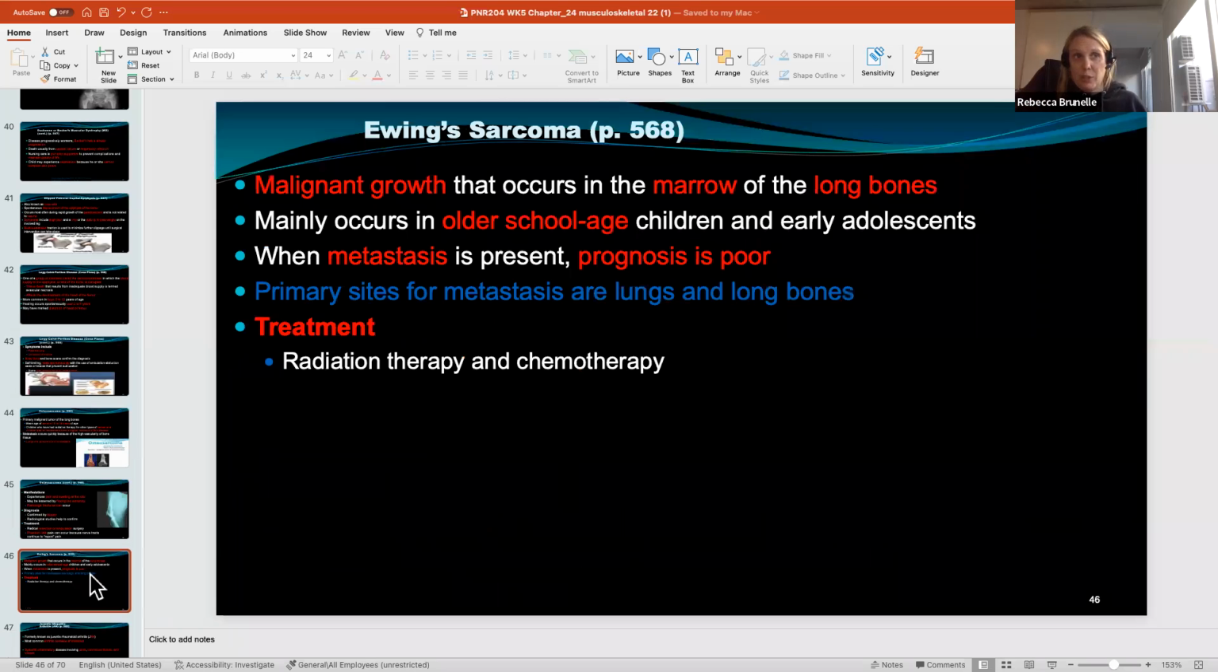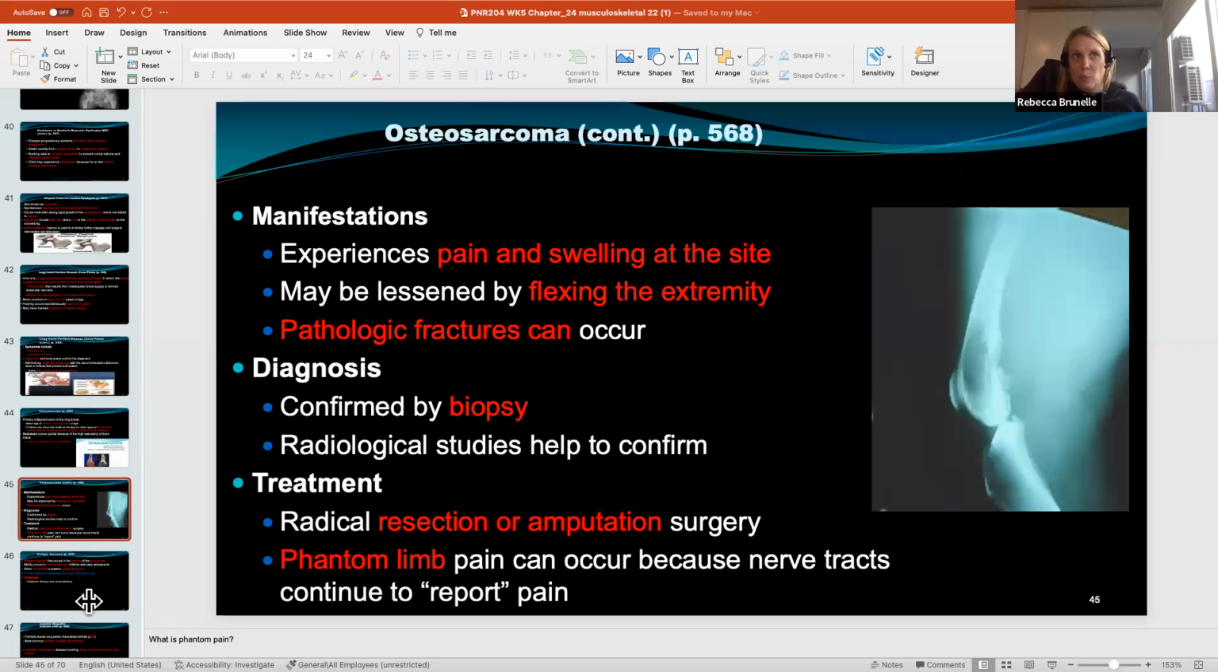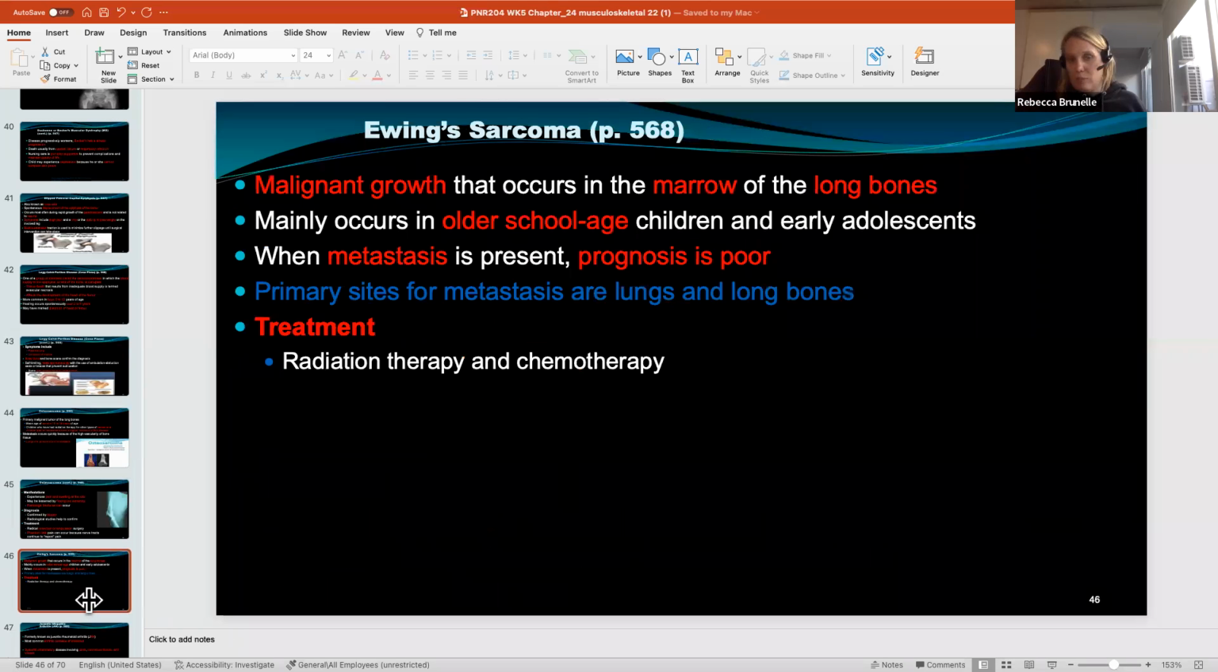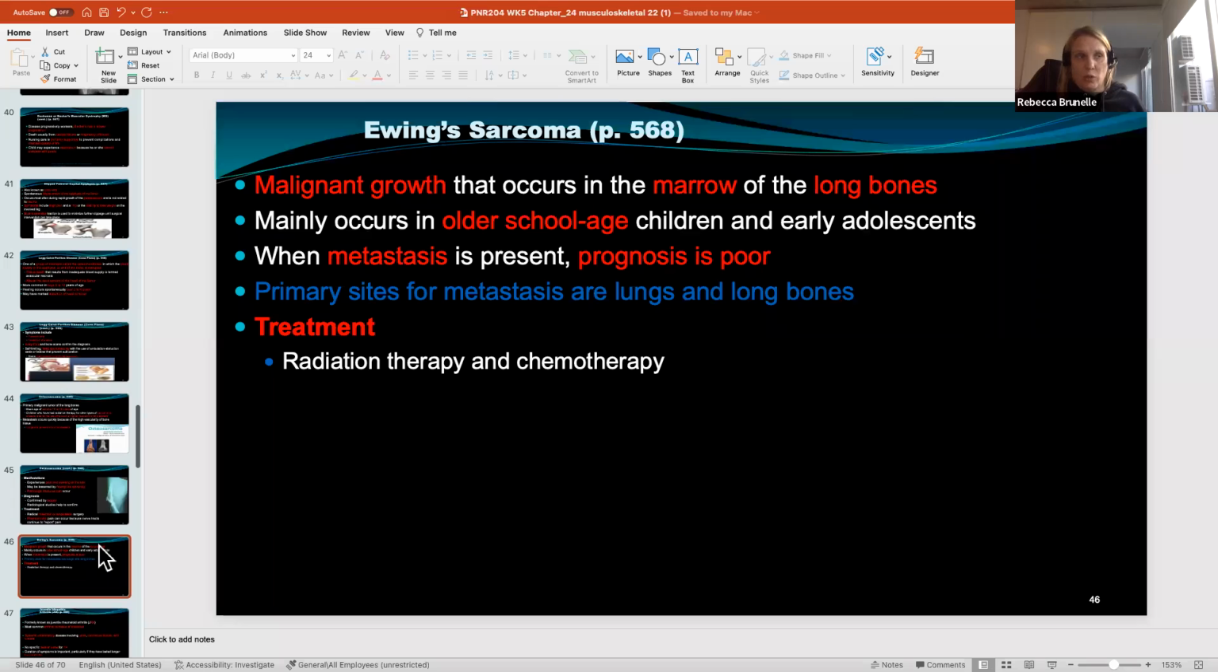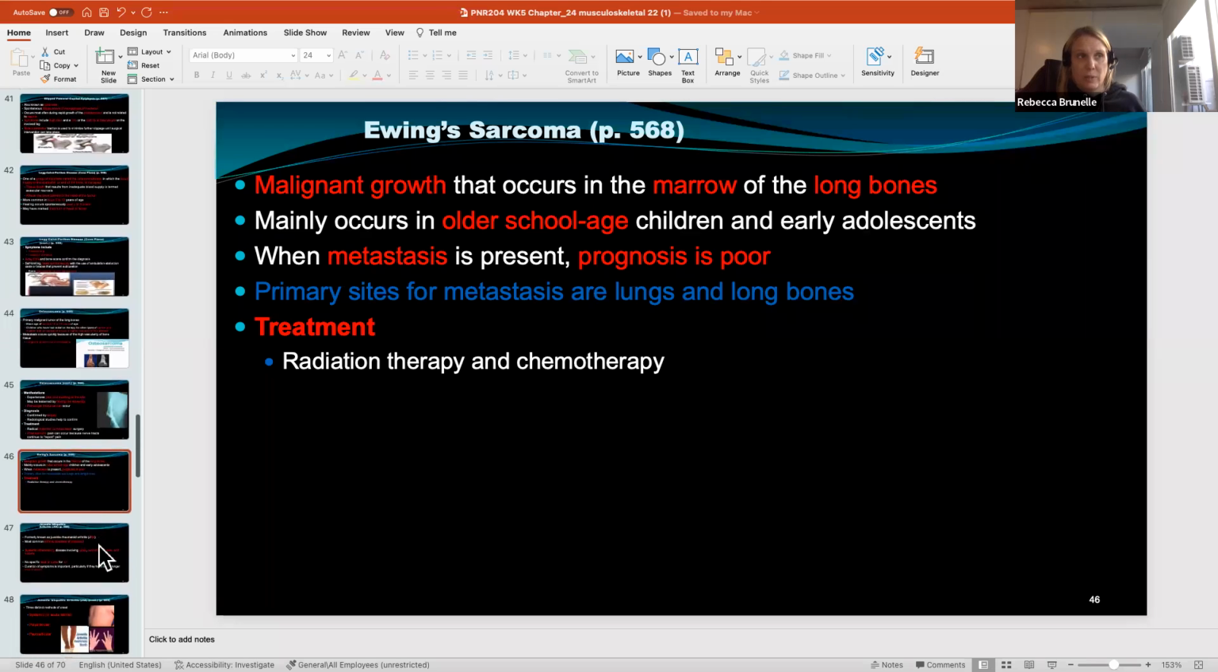And then Ewing sarcoma is another form of bone cancer. This one is more responsive to radiation therapy and chemotherapy than the osteosarcoma. So Ewing's is more responsive to chemo and radiation and is less likely to require amputation. But it's the same thing when there is metastasis, then it's a bad prognosis, and it usually goes to the lungs.